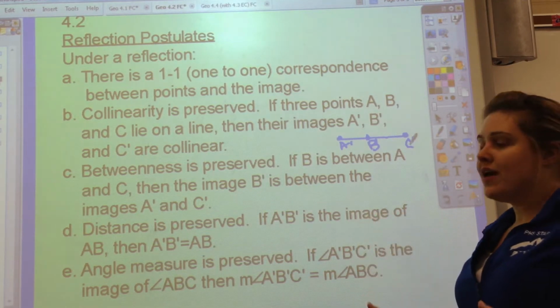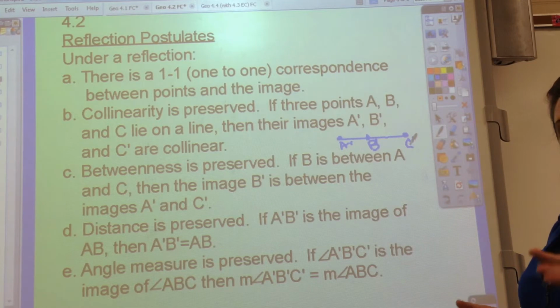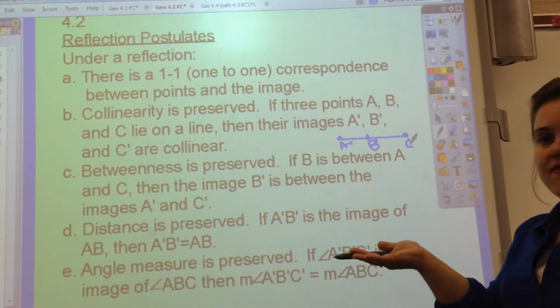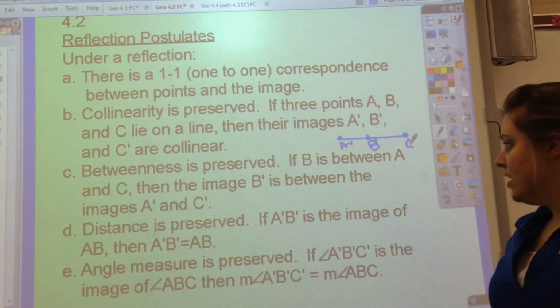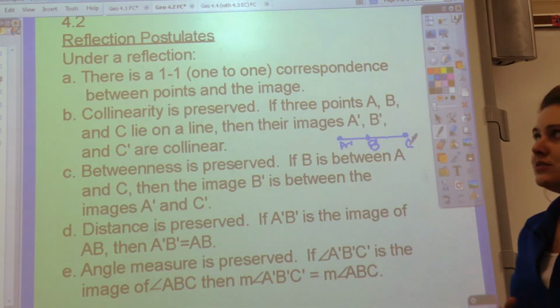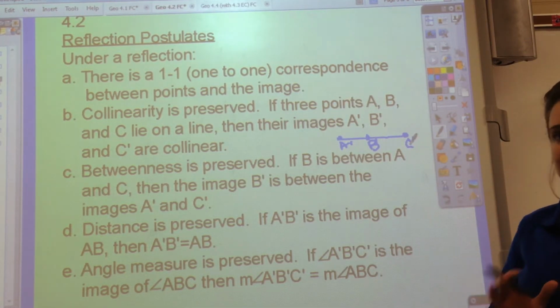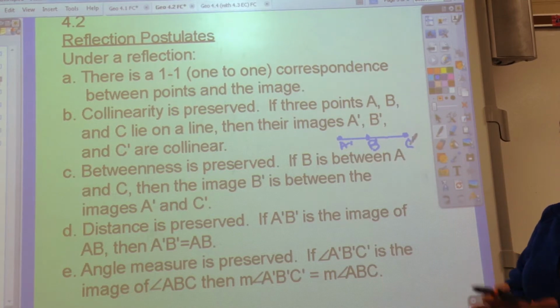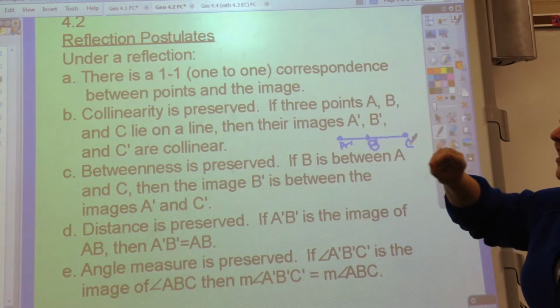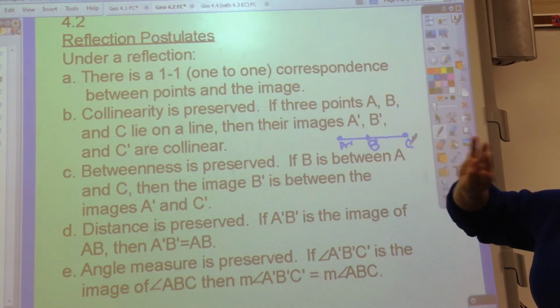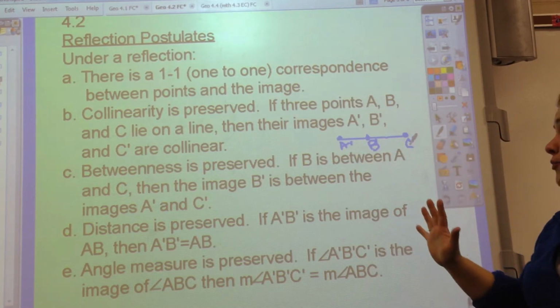Distance is preserved. That merely means that the length of AB should equal the length of A prime B prime. And angle measure is preserved. What this basically tells us is that our shapes will stay exactly the same. They will just be moved. So here we've got to remember there's a one-to-one correspondence. Collinearity, betweenness, distance, and angle measure are all preserved.